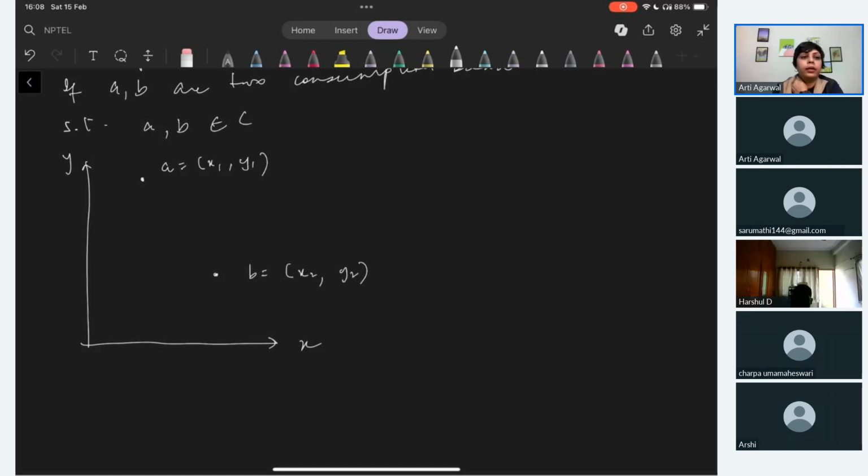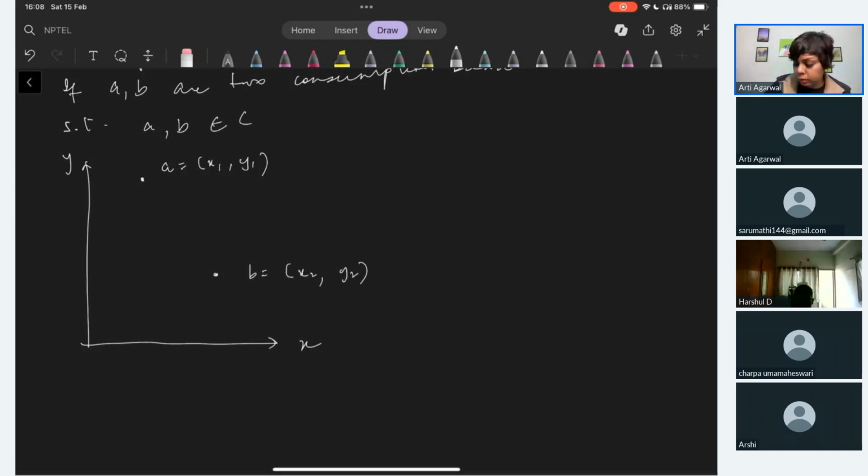If this xy is confusing, you can think of it as chocolates and cakes. X is chocolates, Y is cake. Then you are having two chocolates and four cakes versus three chocolates and three cakes, something like this. That's what x1, x2 over here are. So these are two consumption bundles and they belong to this consumption set.